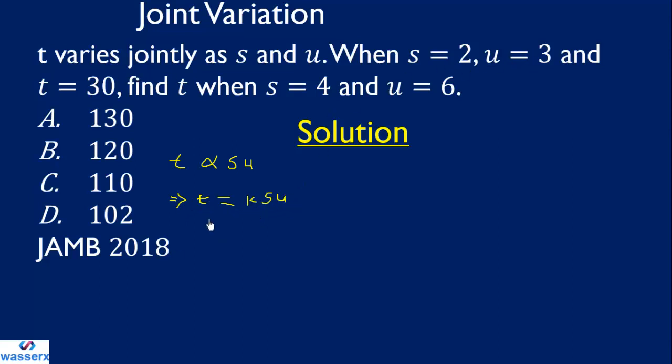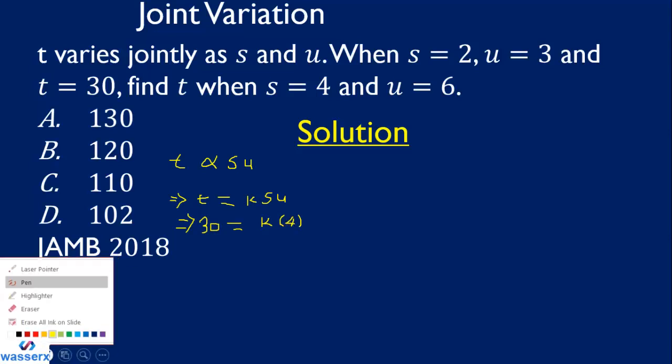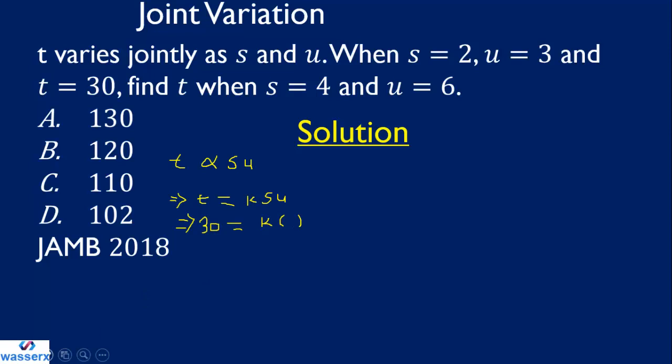Now we sub in these values. So t is equal to 30, which is equal to k times s times u, where s is 2 and u is 3. So we obtain 30 is equal to 6k. Therefore k is equal to 5.